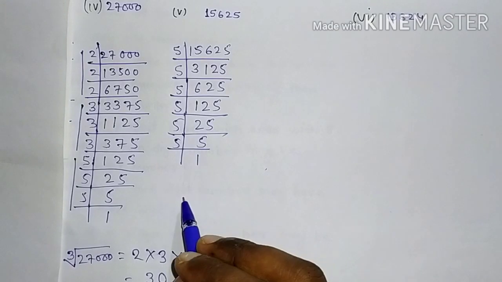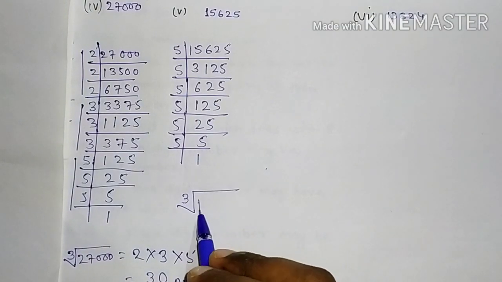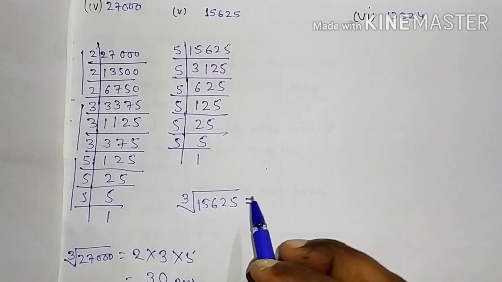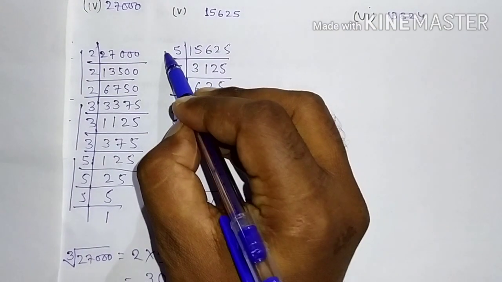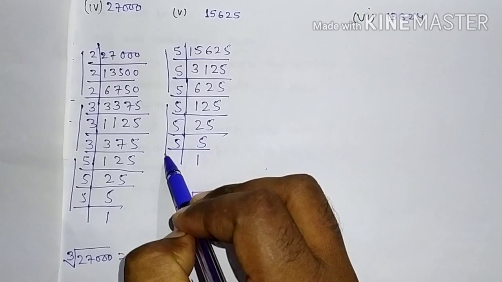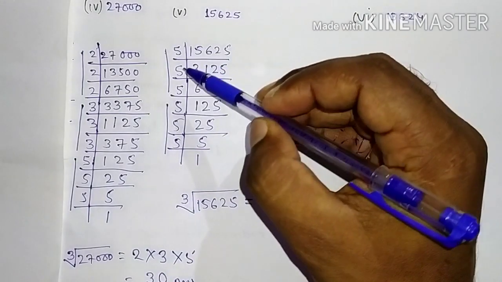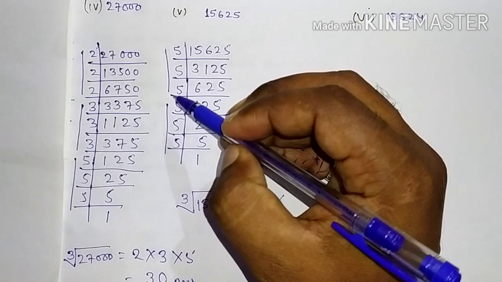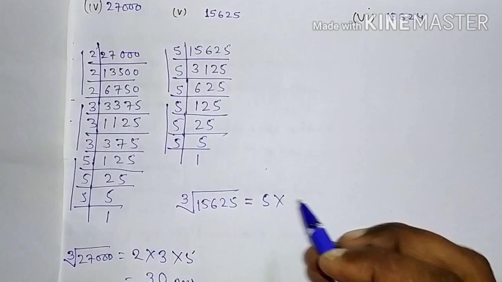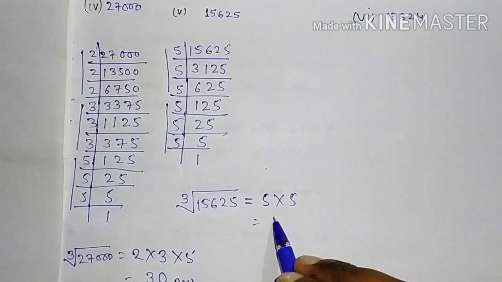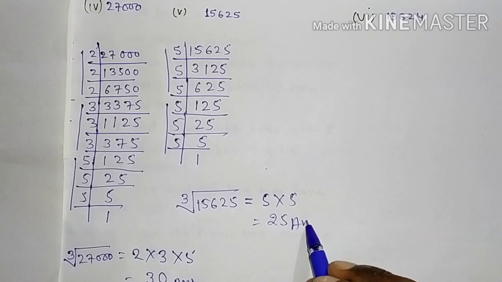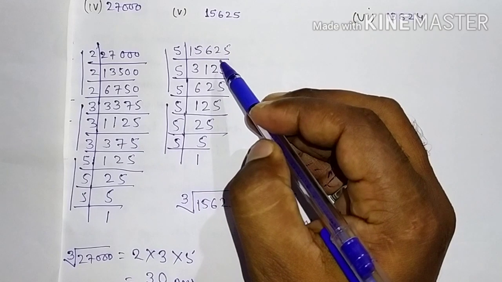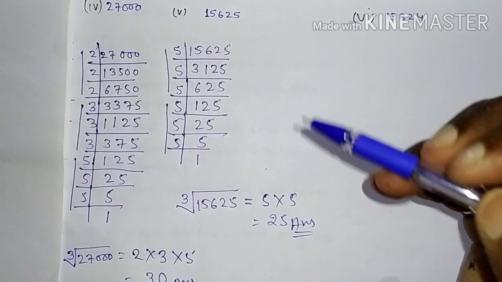So here we have to find the cube root of 15625, and we know that we have to make triplets here. So this is the first triplet and this is the second triplet. Now in the first triplet we can take 5, and in the second triplet we can take 5 also, so 5 5 is 25, and 25 is the answer, and 25 is the cube root of 15625. Now this is the answer, and it is very simple.